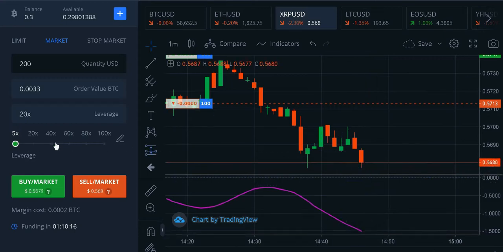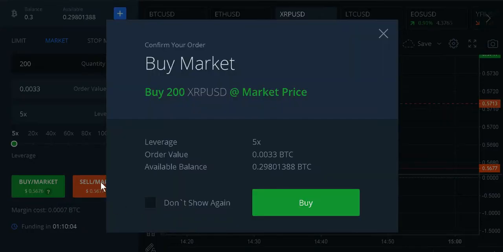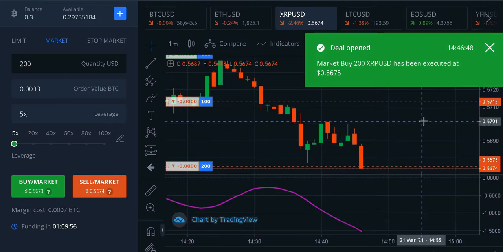So how much leverage do I want? Well, today I'm just going to use 5x leverage. I'm going to keep it really simple. I don't want to hit that sell button, although you can sell easily by hitting that red sell button, but you can also buy easily by hitting that green buy button. I just hit that. I want to buy $200 worth of XRP.